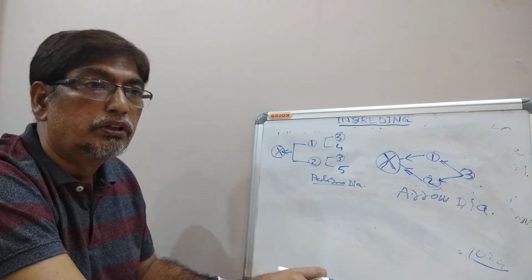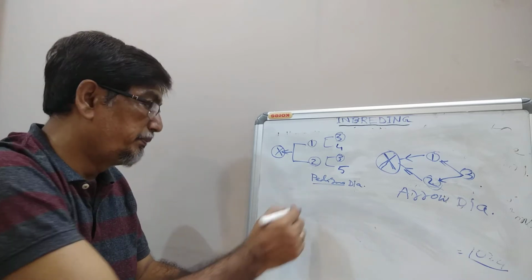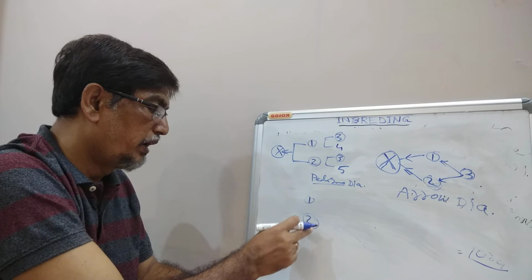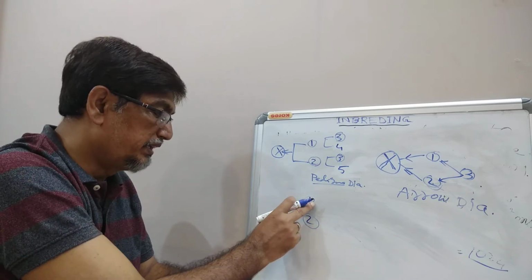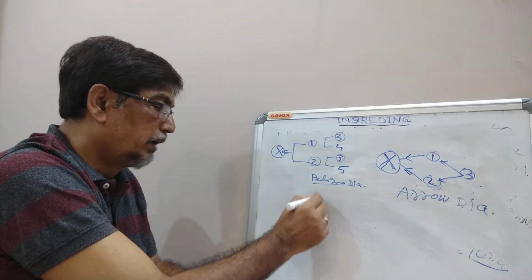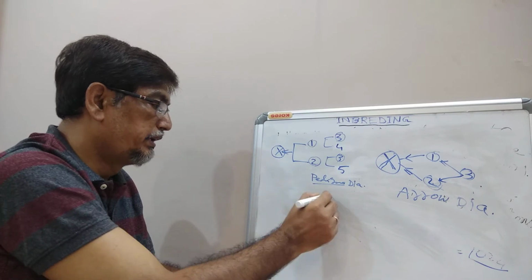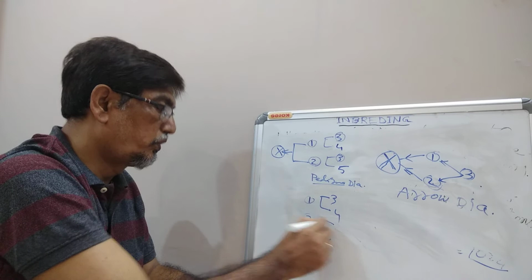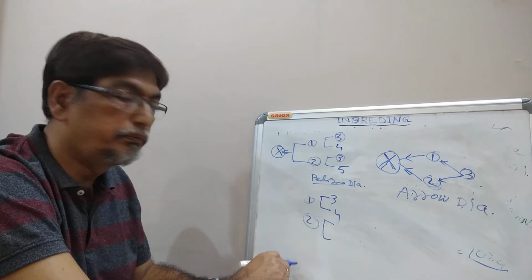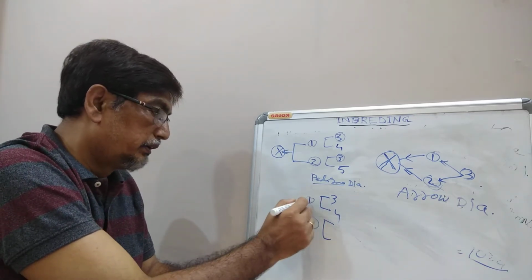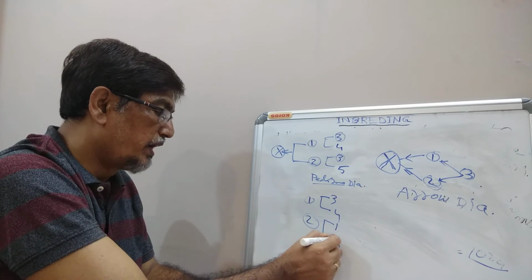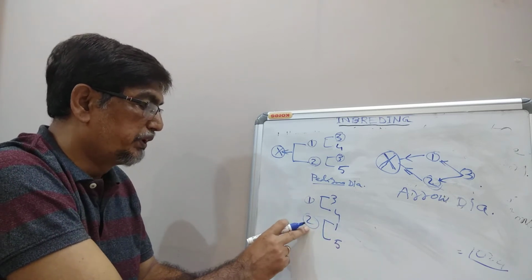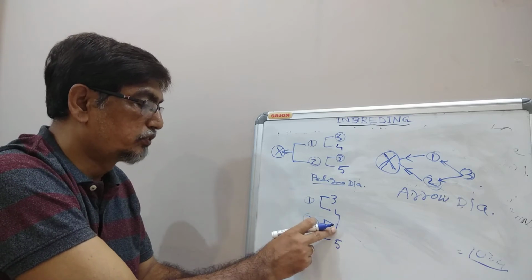Sire daughter mating. How sire daughter? That means individual 1 and 2. One is sire, another is dam. Suppose 1 is the sire, with 3 and 4 as its parents, but 2 is produced from the same 1 and another, suppose 5. So this 2 is produced from 1, so 1 is common here.